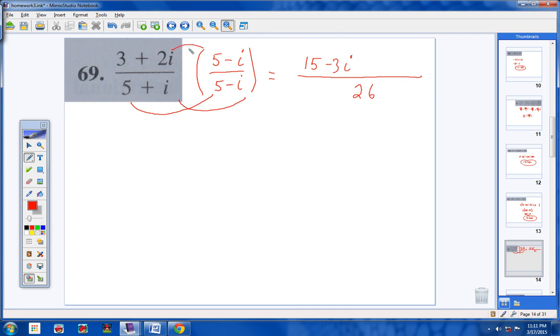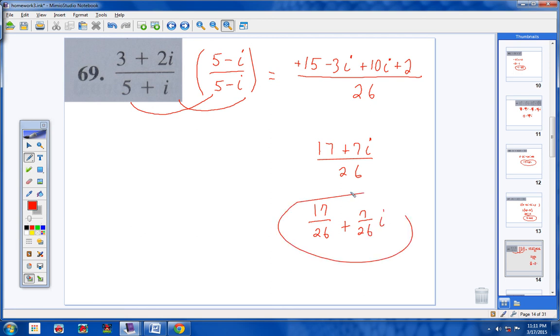Now take your 2i and multiply it through the parentheses. 2i times 5 is a positive 10i. 2i times negative i is negative 2i squared. Obviously i squared equals a negative 1, and negative 2 times negative 1 gives you a positive 2. So your numerator becomes positive 15, positive 2, 17, negative 3, positive 10, positive 7i, all over 26. So the proper way to write your final answer is 17 over 26 plus 7 over 26i. And that's standard form of a complex number. Alright, let's continue on.